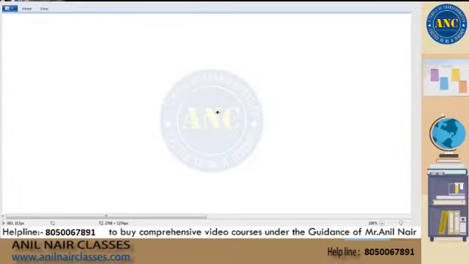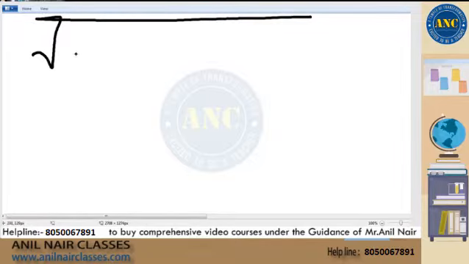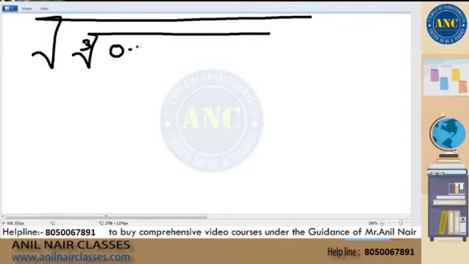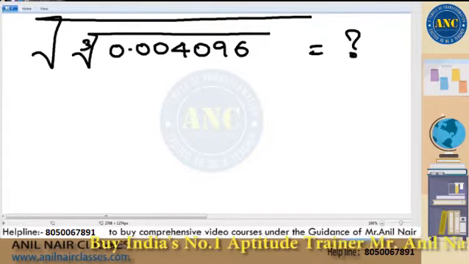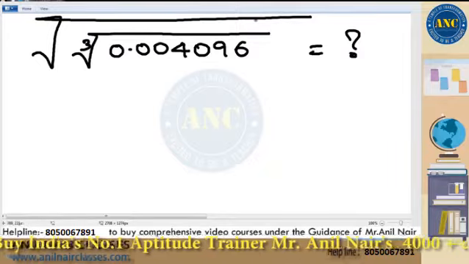Next question. Square root of cube root of 0.004096. Square root of cube root of 0.004096.